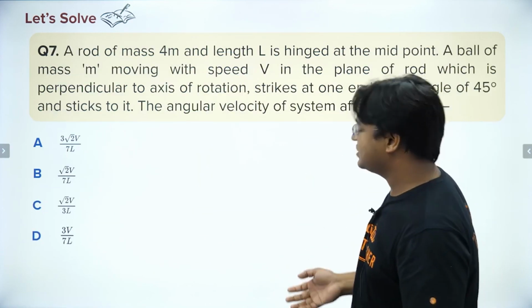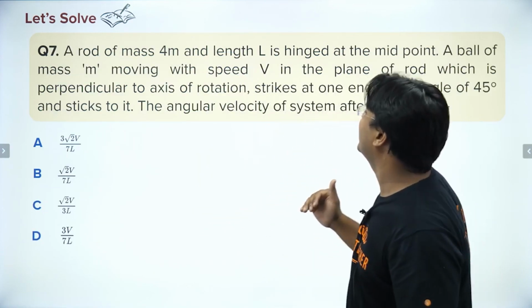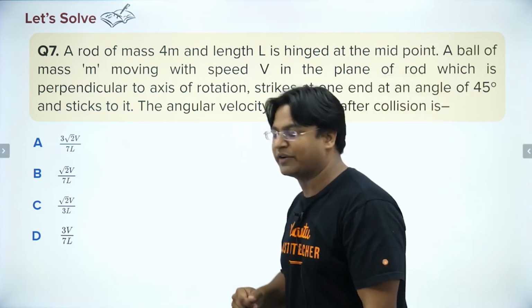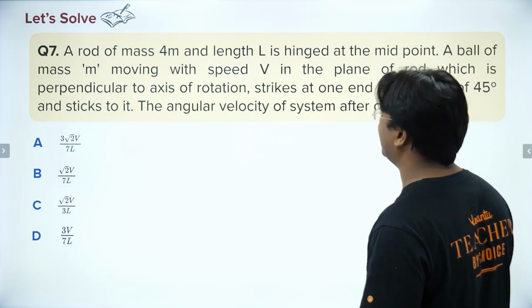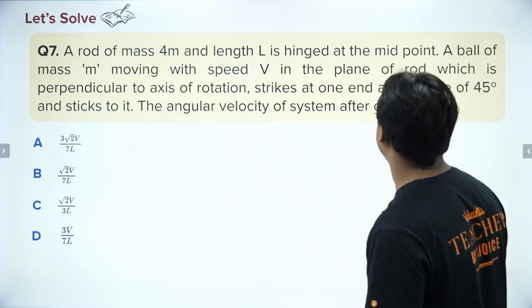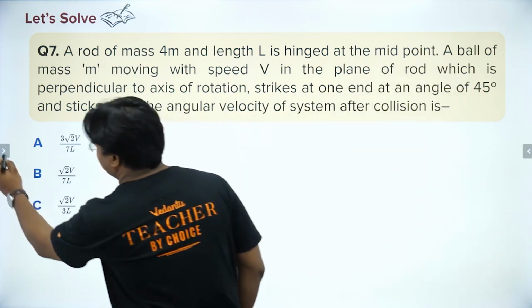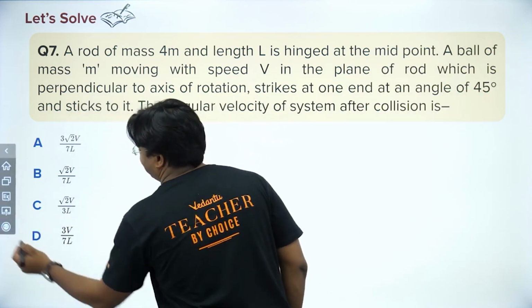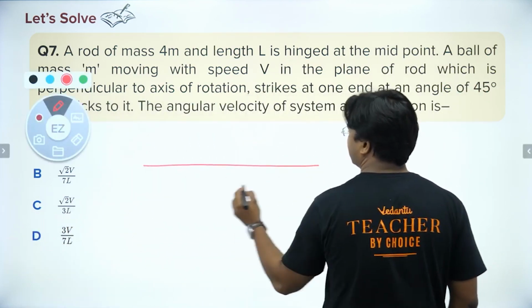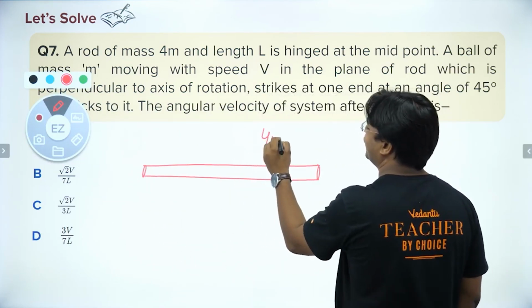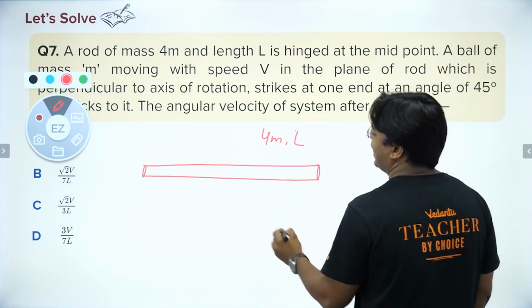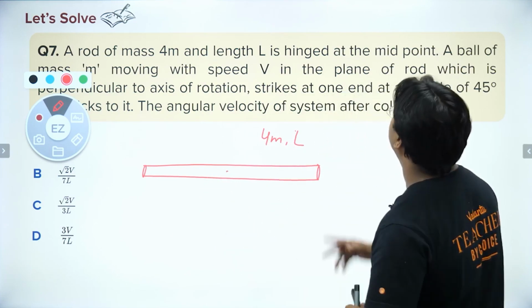Okay, now this question says a rod of mass 4m and length L is hinged at the midpoint. A ball of mass m moving with a speed v in the plane of the rod, which is perpendicular to the axis of rotation, strikes one end of the rod. Okay, now the situation is somewhat like this. I hope this color is visible to everybody. There is a rod, the mass of which is 4m, the length of which is L, and it is hinged at the midpoint.